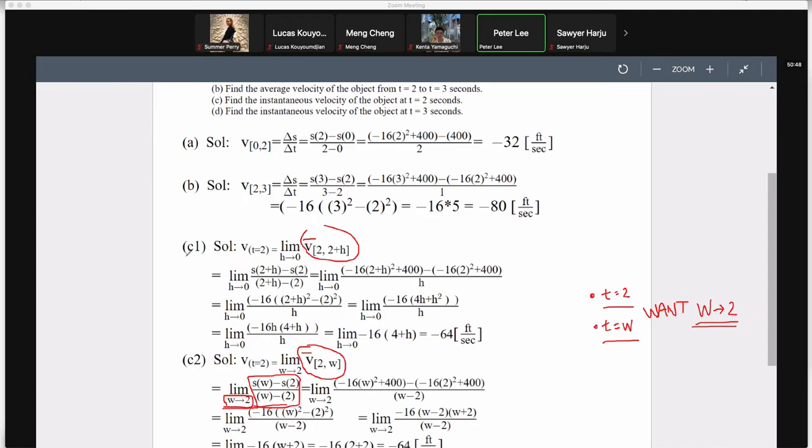Now, C1 and C2, they're exactly the same problem. Here I wrote 2 to 2 plus h. Here I wrote 2 to w. Exactly the same. But initially, you're not used to these kinds of variations, so I wrote both variations. Now, if I ask you a question like this, you only have to do one way, not both ways. They're all very similar, okay? So you're not required to do this in two ways. Just one way is good enough.